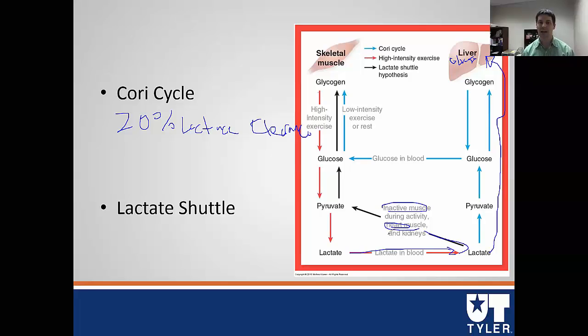And we now know that during high intensity exercise, about 70% of lactate is removed by the lactate shuttles of nearby tissues using lactate, turning it back into pyruvate, and sending it down the aerobic pathway.